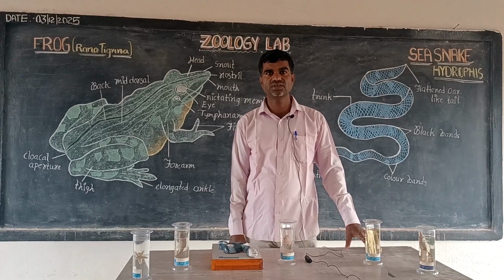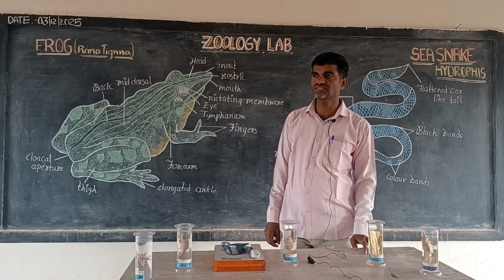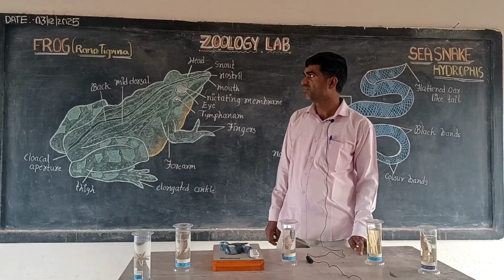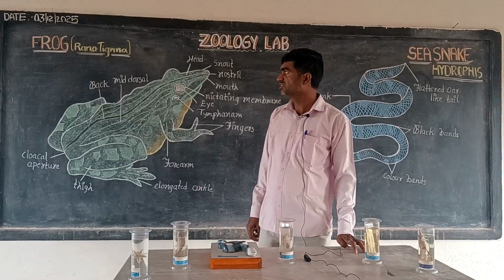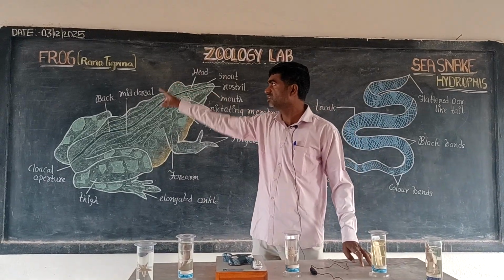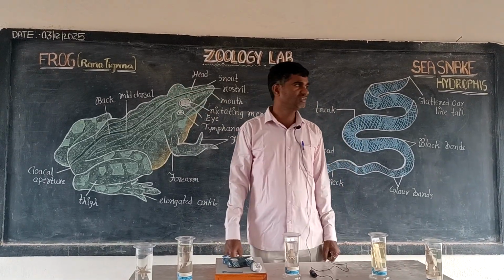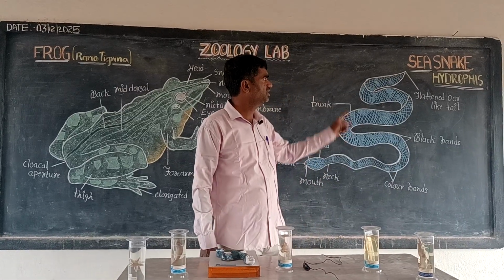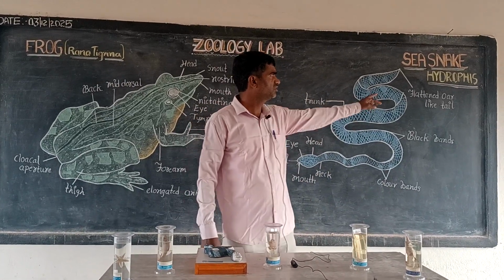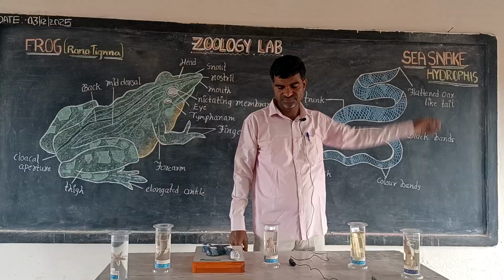Today in our zoology lab we are going to discuss the specimens. The first is the frog, the species is Rana tigrina, and next the specimen is the sea snake. So what is it called commonly? It is the Hydrophis.